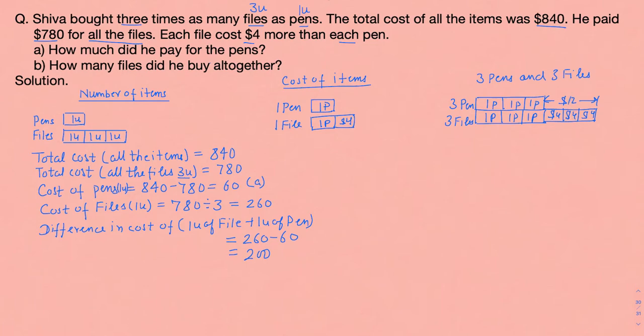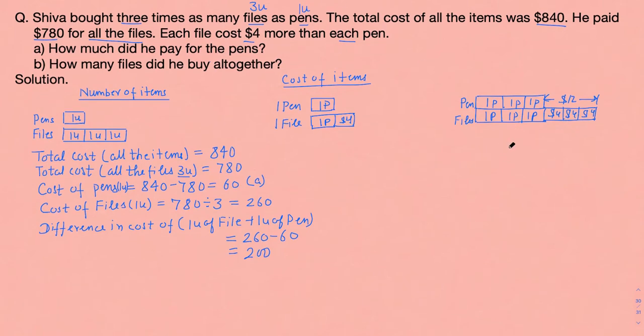Now let's say we didn't know this information, that there were 3 pens and 3 files. We just knew that the total difference between the cost of all the files and pens is $12, and we also know that the cost of one file is $4 more than the cost of one pen. So from this, how can we find how many pens or how many files there are? It's simple, right? Divide 12 by 4, and you will get 3.